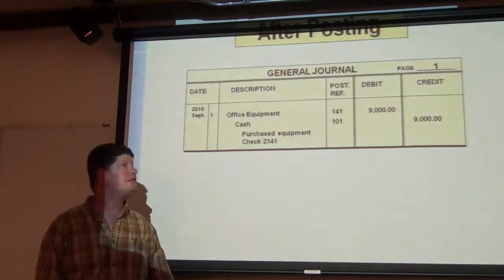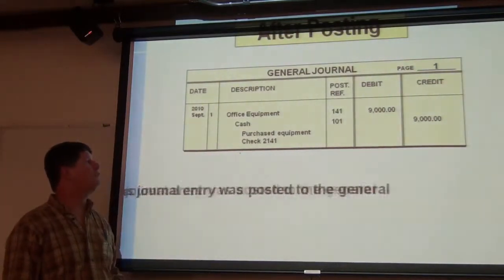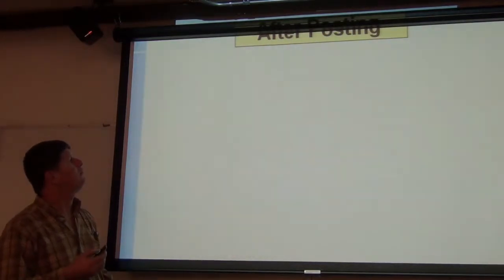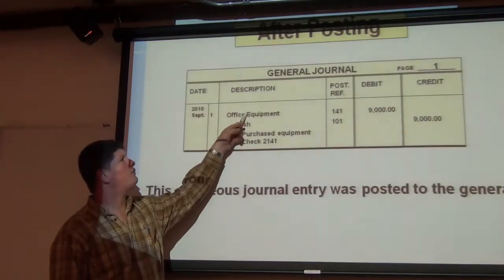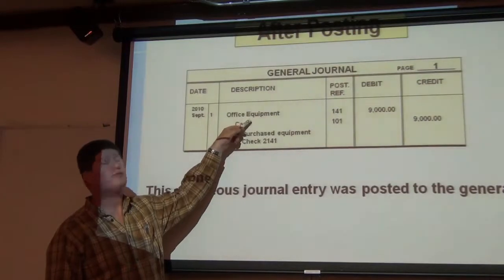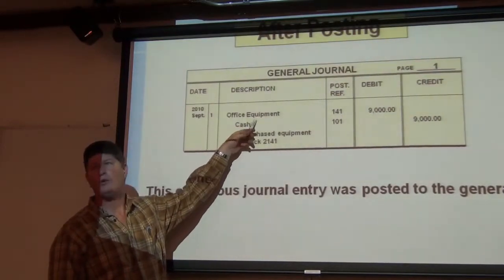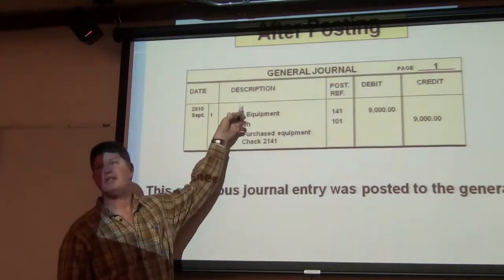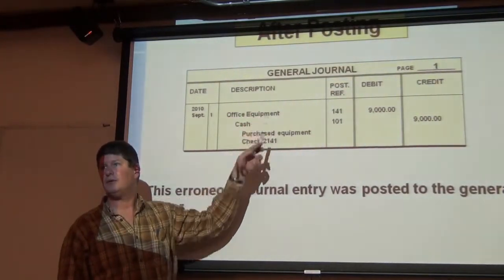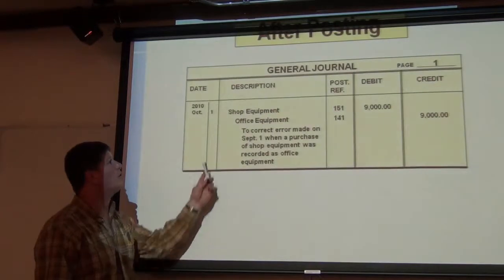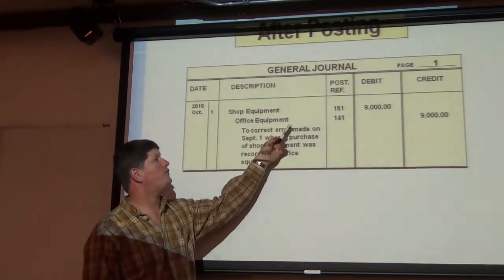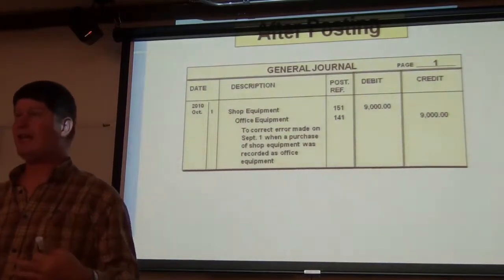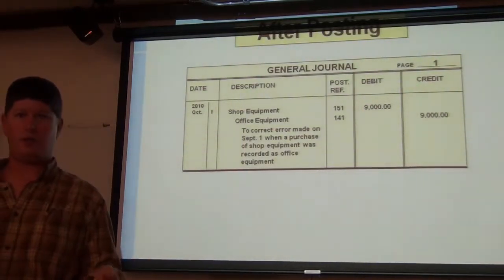So to fix this, you actually have to, oh, you're going to show it on another slide? Fine. You actually have to correct this entry. If it should be in shop equipment instead of office, write an entry where you credit office equipment and debit shop equipment. Okay? Which is what they're going to show you here. Debit shop equipment, credit office equipment. Somebody's got to now go to the general ledger accounts and post that again to take it out of one and put it in the other and correct it.